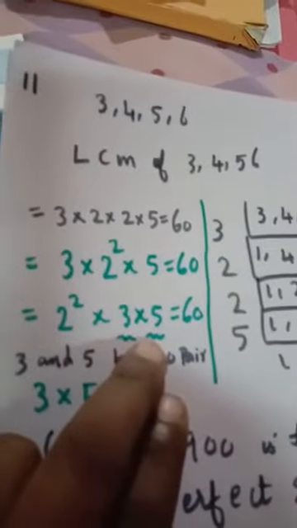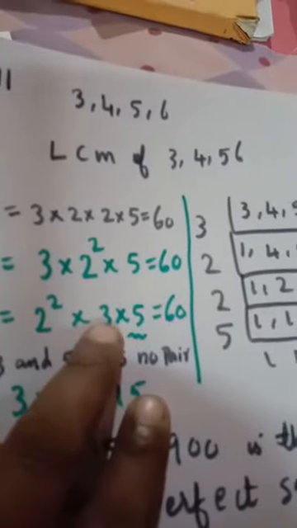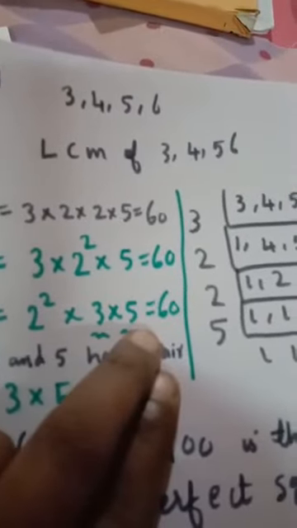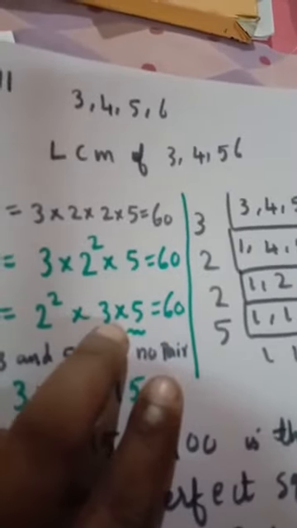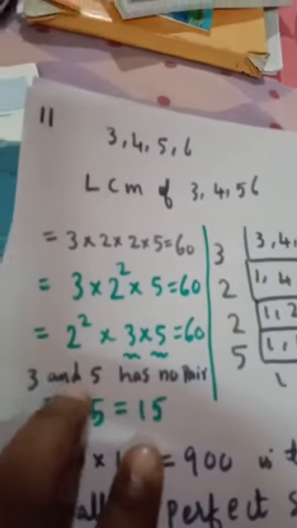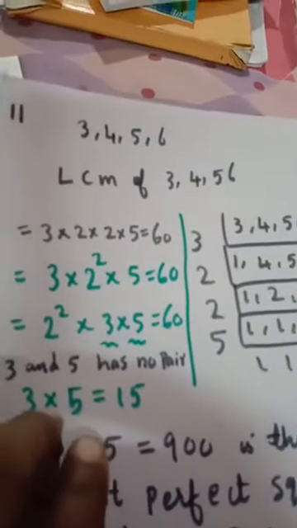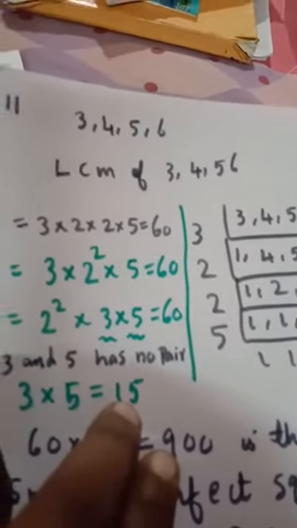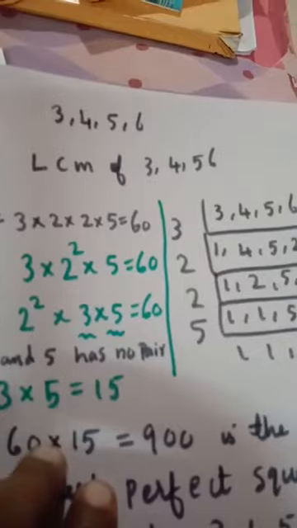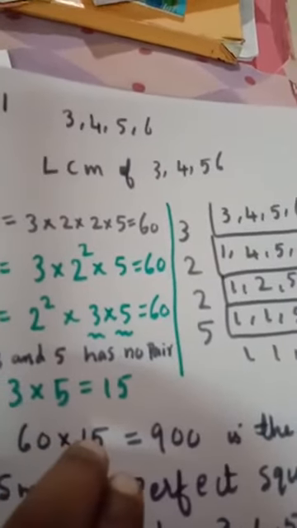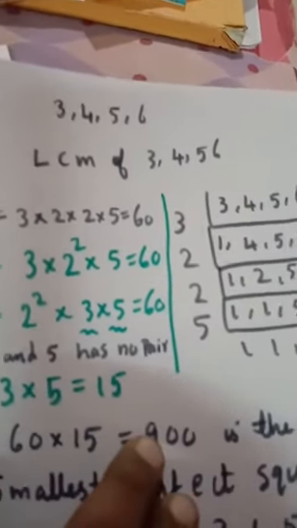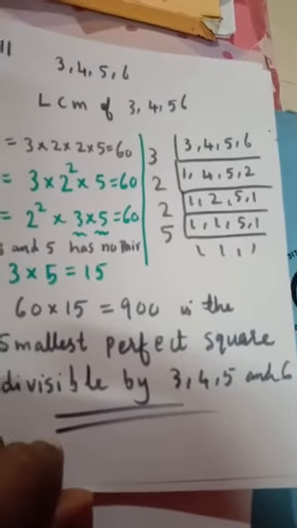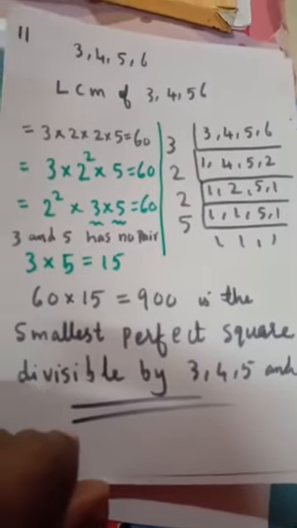How to make this 3 and 5 pair? Multiply this 3 into 1 more 3, and this 5 into 1 more 5. So multiply 1 more 3 and 5. 3 5s are 15. So 60, our LCM, into 15, 900. 900 is the smallest perfect square divisible by 3, 4, 5 and 6.